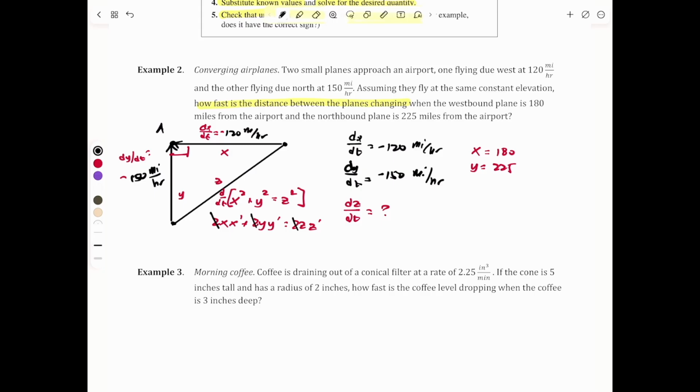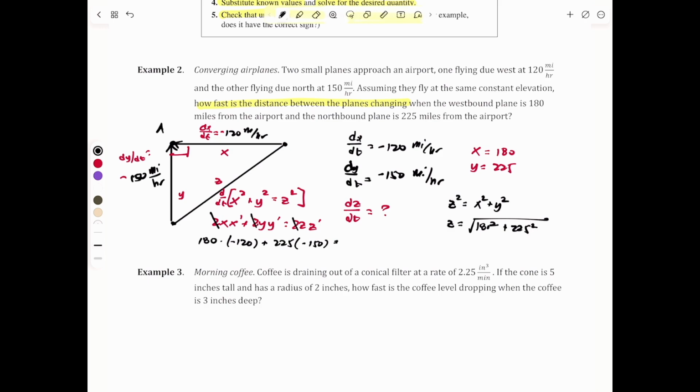Let's fill in what we know. All right, here we go. We have x equals 180. We have x prime is negative 120. Plus, we have y is 225. We have y prime is negative 150. We don't have z, but I can figure out z, right? z I can get by the Pythagorean theorem. So z squared equals x squared plus y squared. So z should be the square root of 180 squared plus 225 squared.